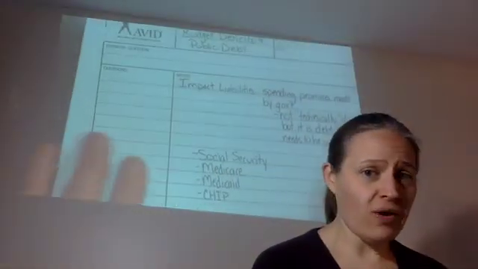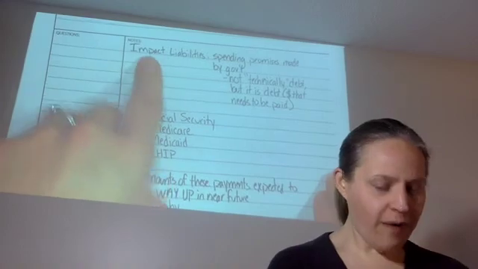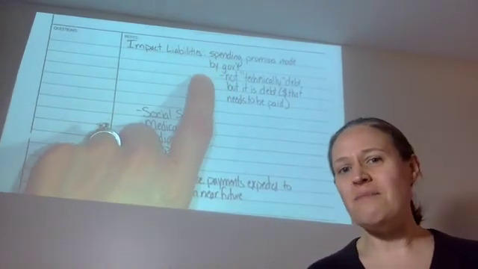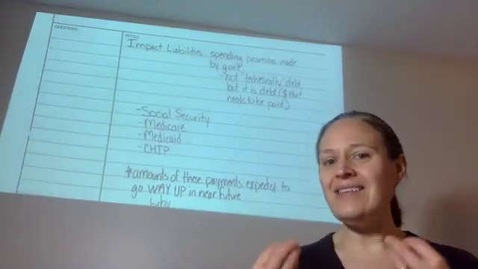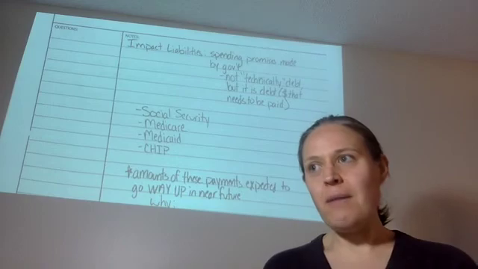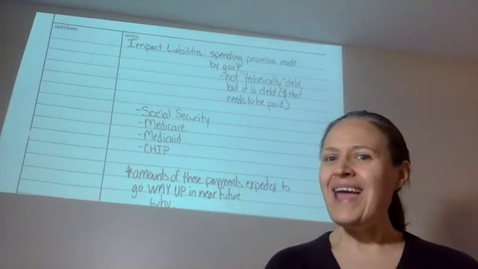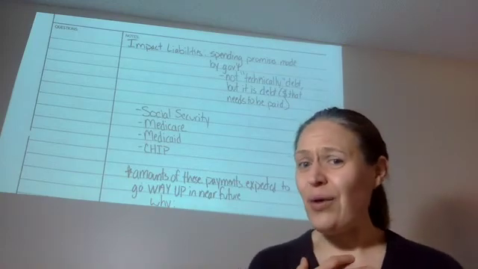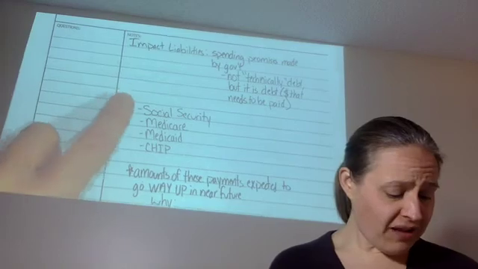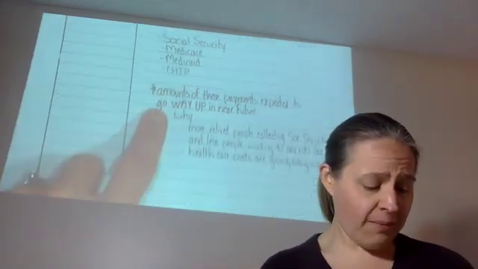All right, so let's do our last page, which I almost forgot, page 6. This gives you the term implicit liabilities. That's spending promises made by the government. It's not technically debt, but it's debt because it's money that needs to be paid. For example, if I said to somebody, I will give you $100, I didn't exactly take out a $100 loan, but I owe those people $100, so it's kind of like a debt. Social Security, Medicare, and Medicaid are all examples of implicit liabilities.